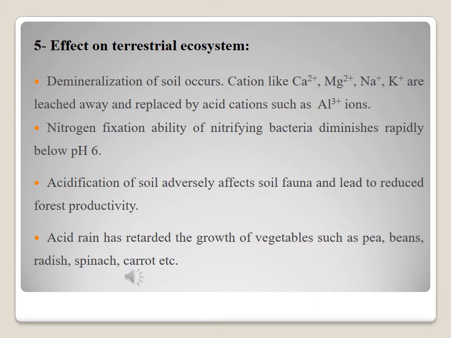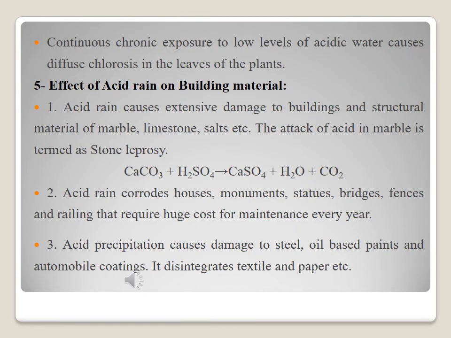Acid rain has retarded the growth of vegetables such as pea, beans, radish, spinach, and carrot, etc. Continuous chronic exposure to low levels of acidic water causes diffuse chlorosis in plants' leaves. Now, the effect of acid rain on building material.